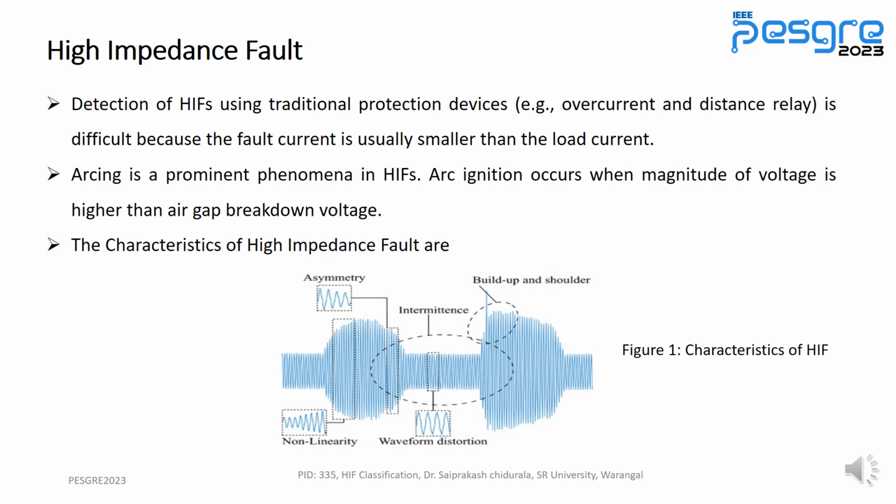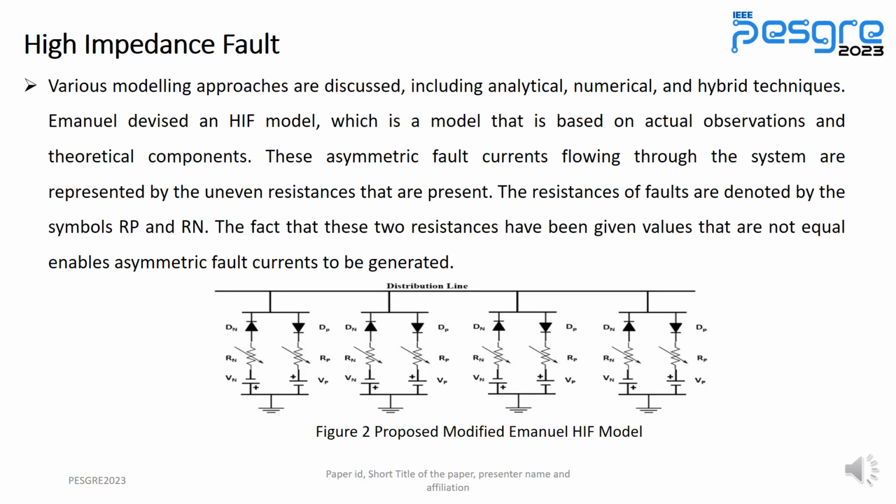The arcing is a prominent phenomenon in high impedance fault. An arc ignition occurs when the magnitude of voltage is higher than the air gap breakdown voltage. There are some characteristics of high impedance faults. They are asymmetry, sometimes intermittence and waveform distortions, non-linearity in the sine waveform, and sometimes build up and shoulder. So these are the characteristics of high impedance fault. There are various modeling approaches to model the high impedance fault in simulations, including analytical models, numerical models, and also hybrid techniques.